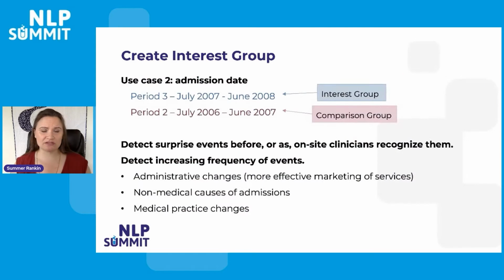So going back, we see that the periods of interest there are July 2007 to June 2008. So that's this period of interest where we think that we're going to see that heparin adverse events. And then period 2 is essentially the year prior or years prior to that. So the idea is to detect surprise events or an increasing frequency of events potentially. It also ended up pulling out administrative changes, non-medical causes of admissions, and medical practice changes in general.